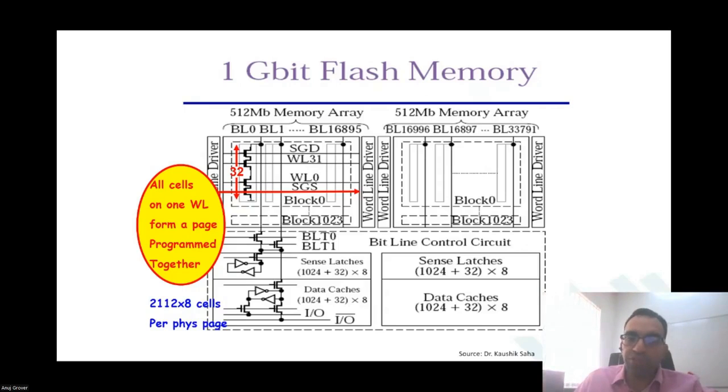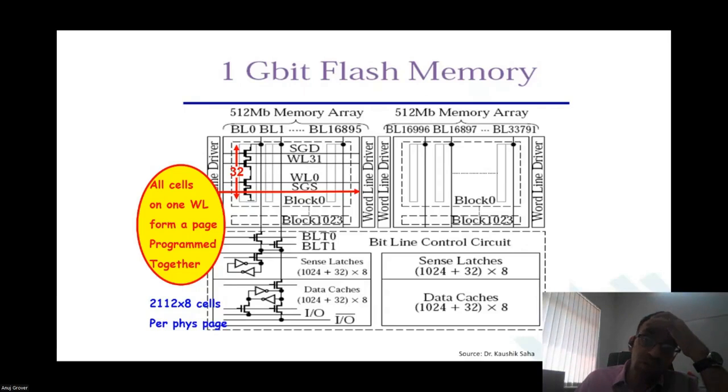At any given point of time, when you select, say, one word line at 18 volts to program, all the cells, all the transistors on that particular row would get selected and programmed all at once. Is this clear?